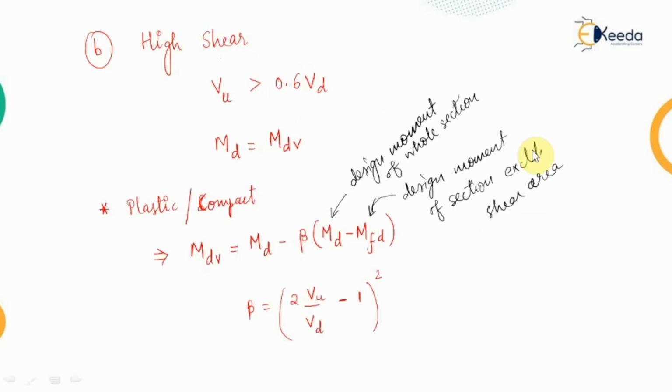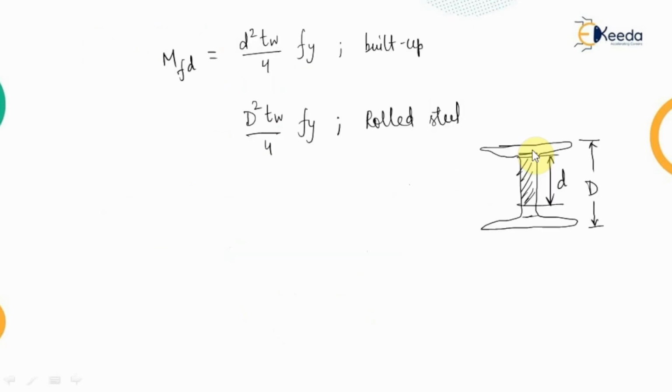Now that was the first provision, that is for the plastic or the compact section. Now let's say the section is semi-compact. In this case, Mdv is calculated using the elastic section modulus, and that is given by Ze into Fy divided by gamma m0. So that is how we will be calculating all the parameters required for the design of the laterally supported beams.